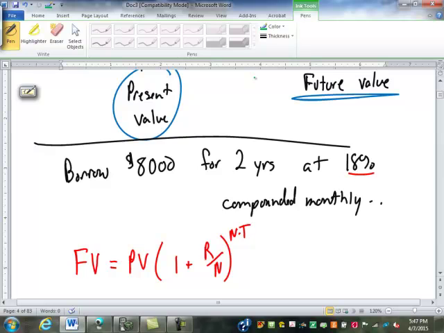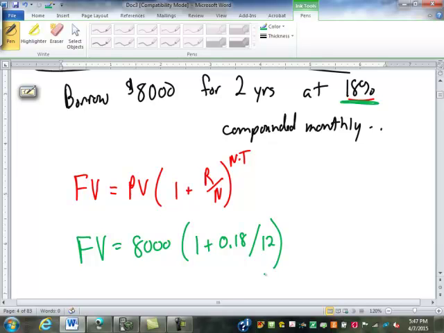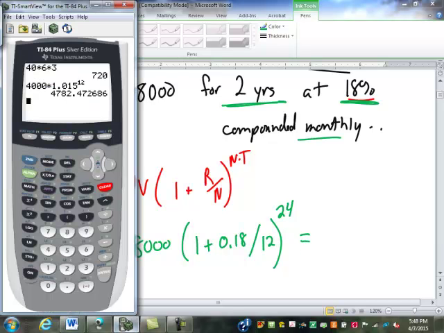So that means for this problem, my future value will be 8,000 times 1 plus 18%, as a decimal 0.18, divided by 12 because it's compounded monthly, to the power of 24, since 2 years compounded monthly will be 24 months, 24 periods. So let's practice punching that in.